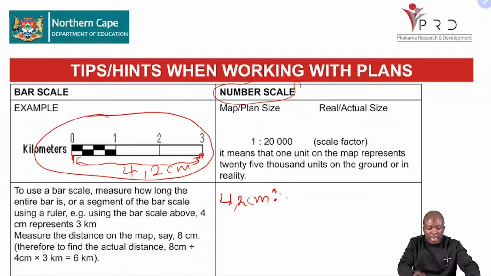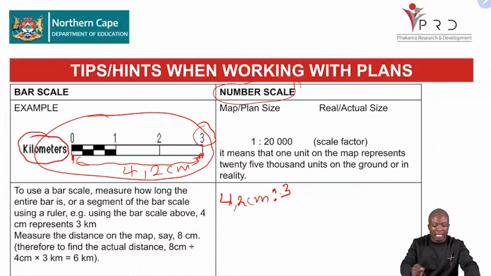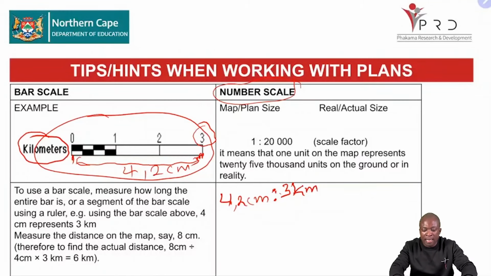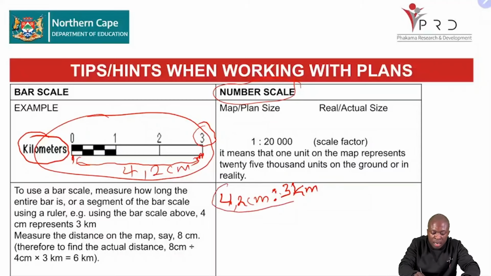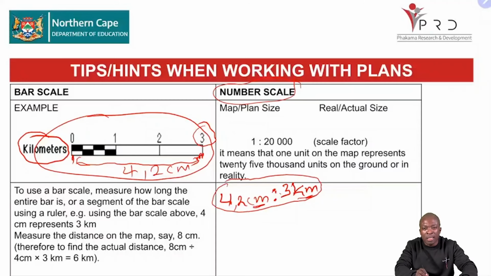And then on your right side, you write the last value on your bar. Why? Because you measured the whole bar. So here will be 3. Remember, they have given you the unit. Here is our unit. It is kilometers. So you write here kilometers. I do hope you understand now how to use the bar scale. So now, can you see you have managed to write the bar scale in the form of a number scale? But if you look carefully, on your left, the unit is centimeters. On your right, the unit is kilometers.